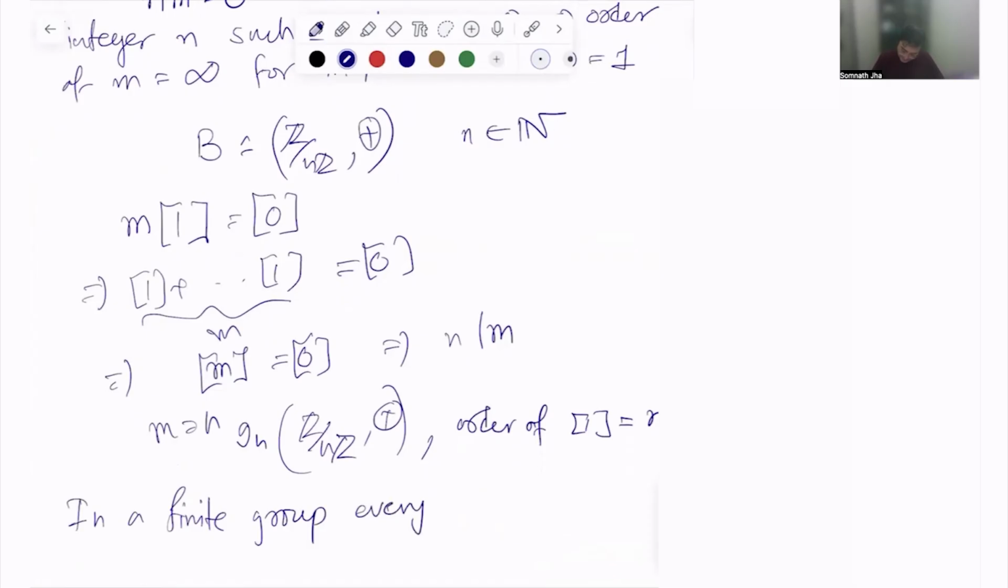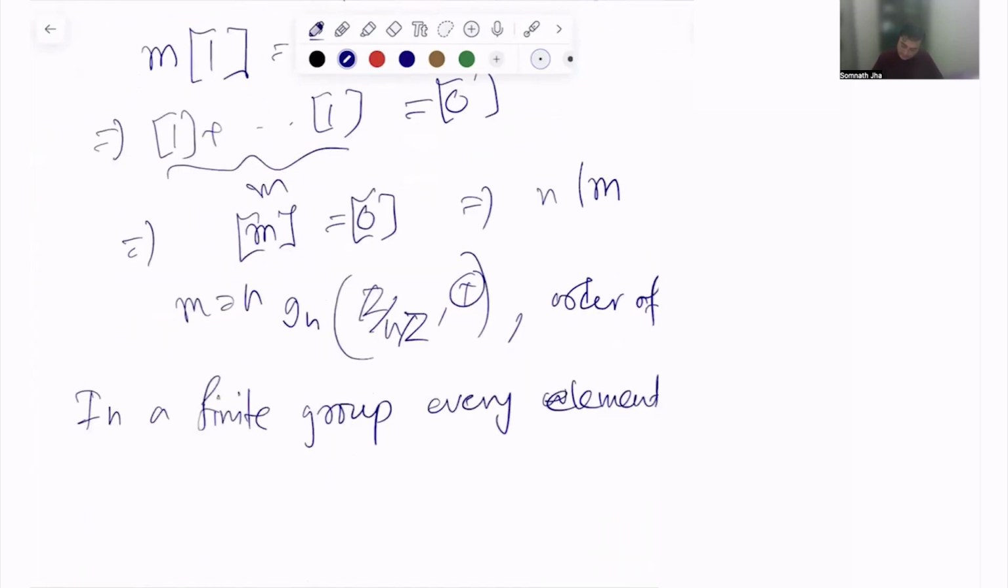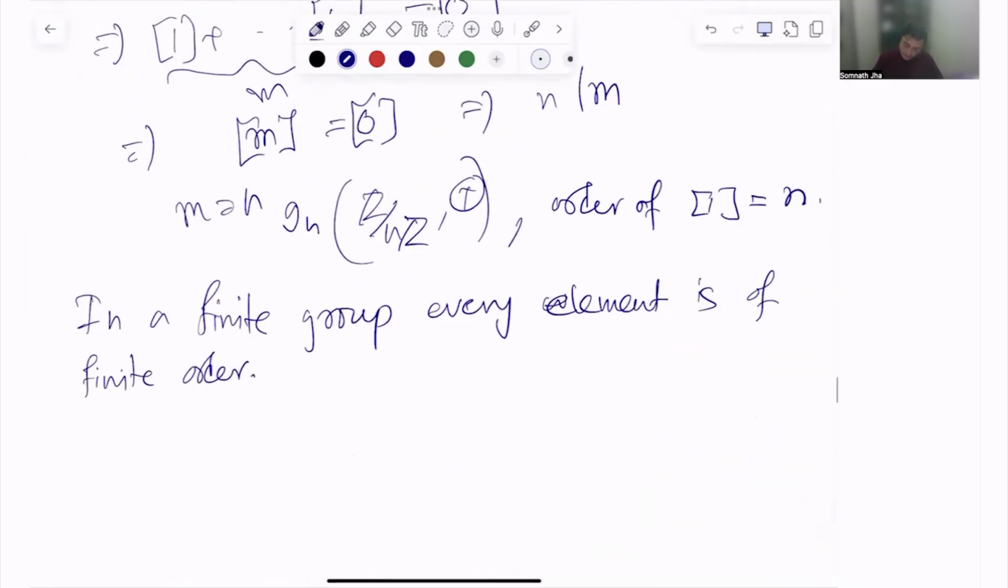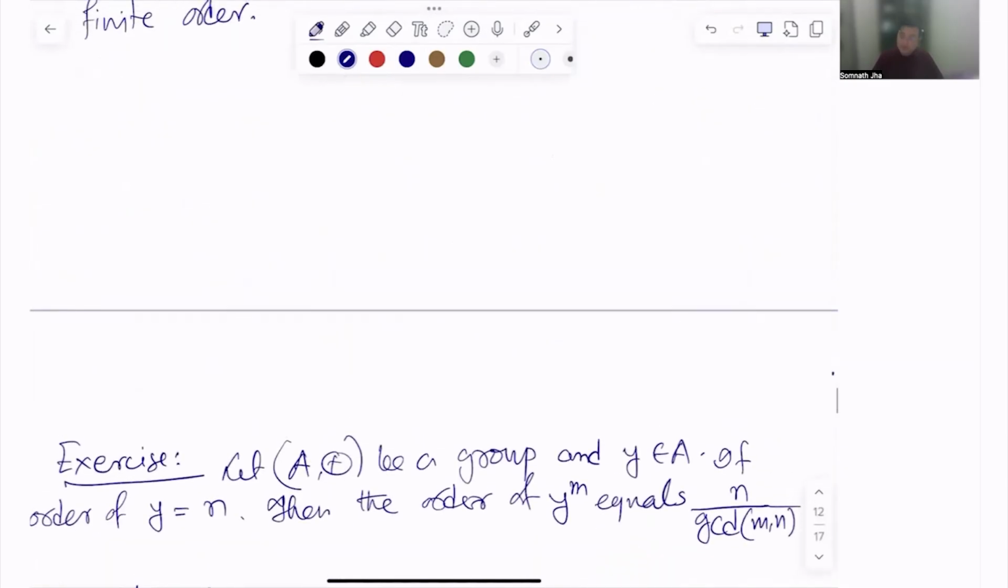Every element is of finite order. Okay. Next we continue with some facts on order.